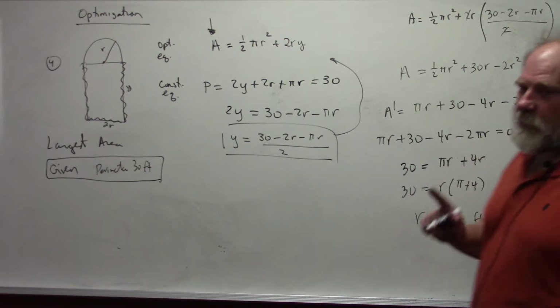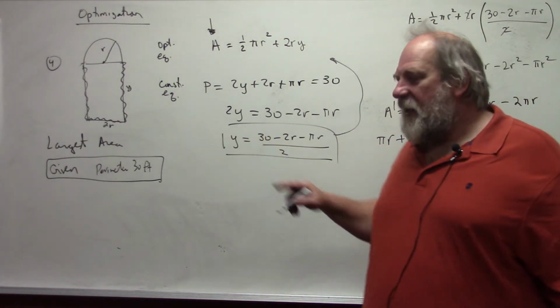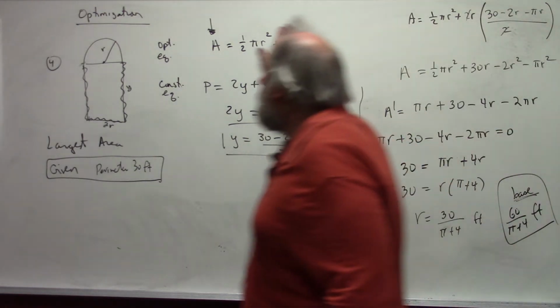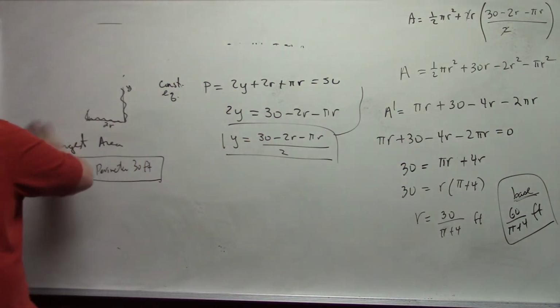The question that was originally asked is, what is the base? Notice this is not the final answer because the base was 2r. And so the base is going to be 60 over pi plus 4 feet. Make sure you put units. Do another example, another problem.